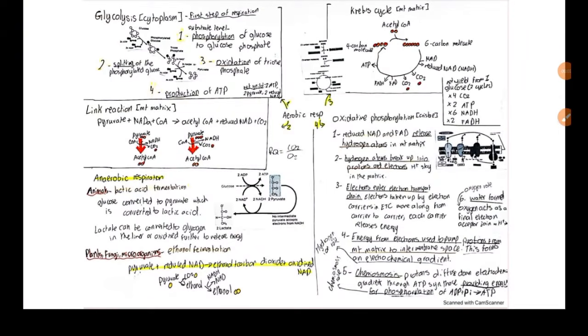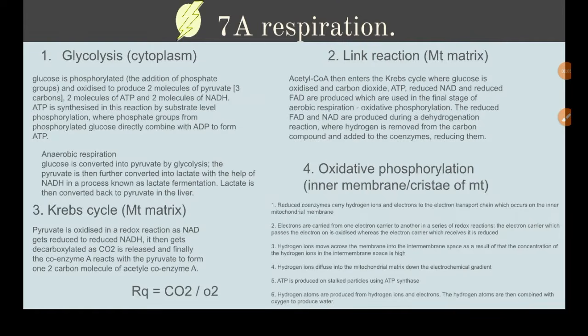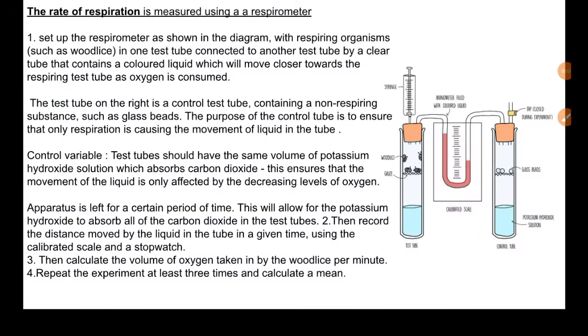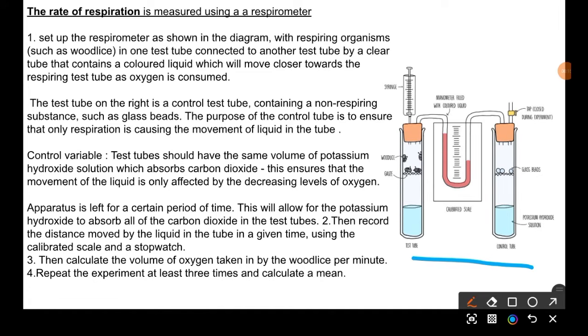Okay, now that we discussed the actual respiration steps and how it happens, we're going to try to measure the rate of respiration. It's measured using a device called a respirometer. This right here is a respirometer. So it's set up as shown in the diagram. Please memorize how to draw this.